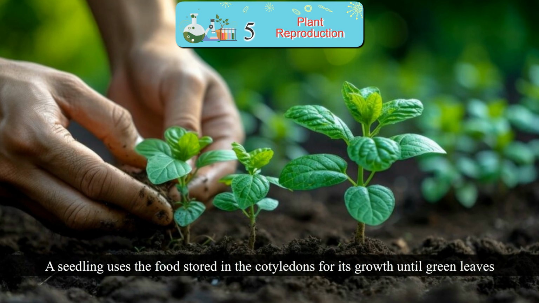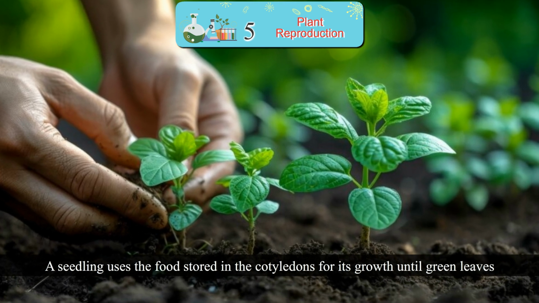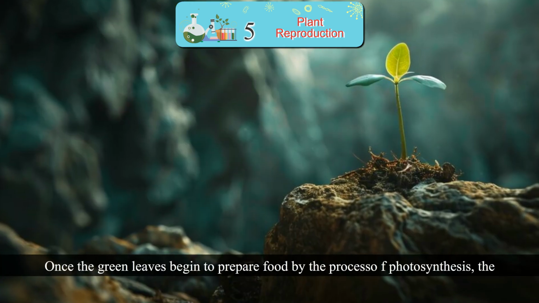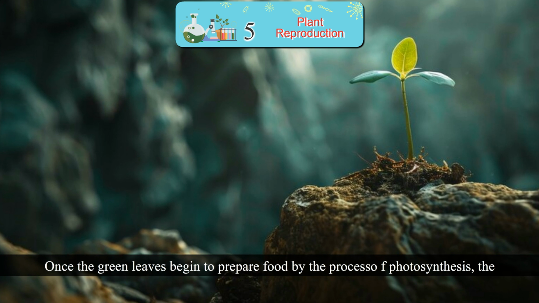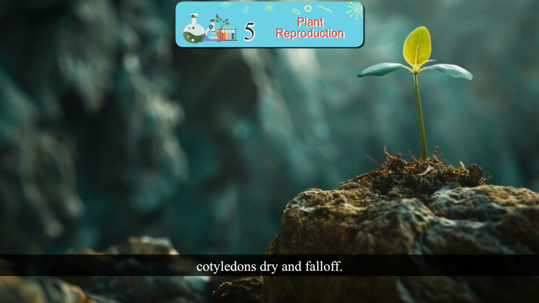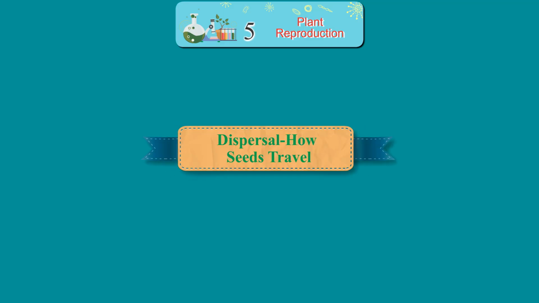A seedling uses the food stored in the cotyledons for its growth until green leaves appear on the shoot. Once the green leaves begin to prepare food by the process of photosynthesis, the cotyledons dry and fall off.